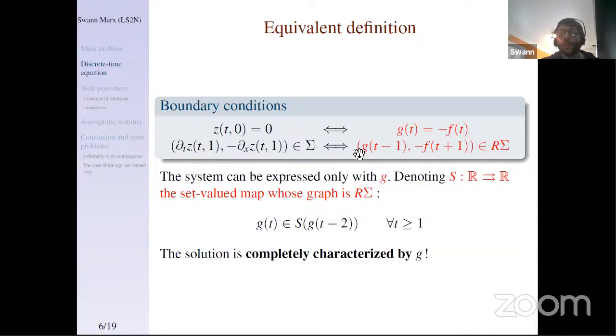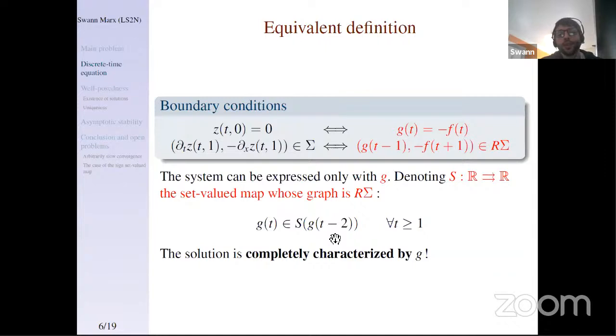From the second boundary condition, you have some inclusion. And in fact, from the first boundary condition, you can notice that the system can be expressed only with G. And if we denote S as the set valued map whose graph is R sigma, you end up with this nice inclusion. And in fact, you can characterize the solution of the wave equation just with this inclusion. Okay? Because as soon as you have G, then you have F. And if you have G and F, from the D'Alembert decomposition, you are able to have the solution to the wave equation.